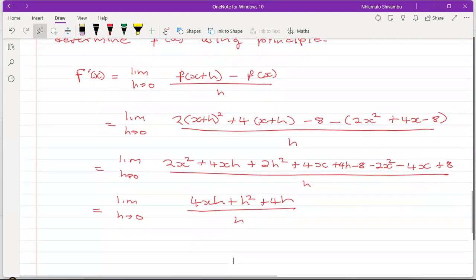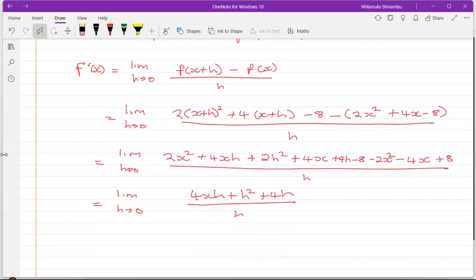So from here, you must try to cancel out the h in the denominator. We need to eliminate the h in the denominator. And the only way we're going to eliminate the h in the denominator is to take out the common factor of h at the numerator. So after simplifying, you need to make sure that you take out the common factor of h at the numerator. If you take it out, this is going to be h, and you're going to be left with 4x plus 2h plus 4. And you divide this by h.